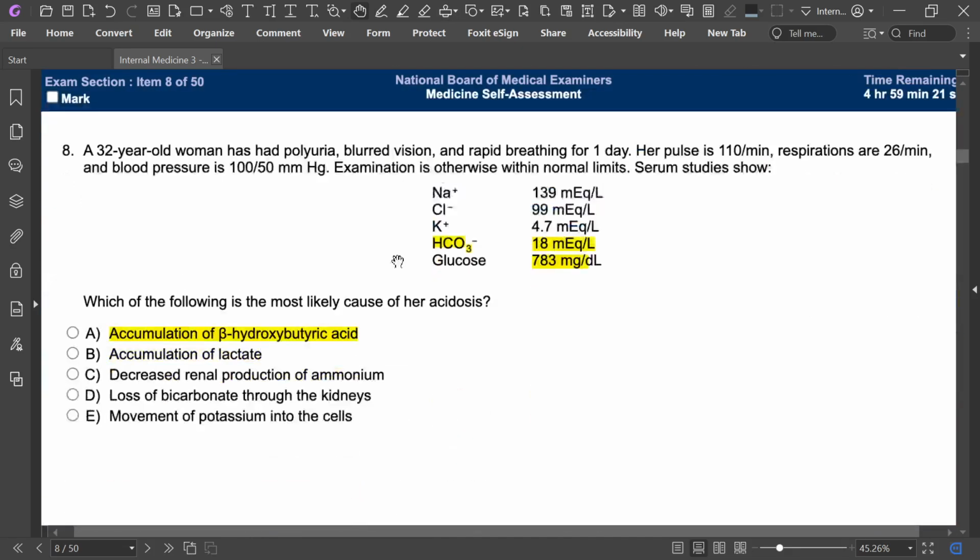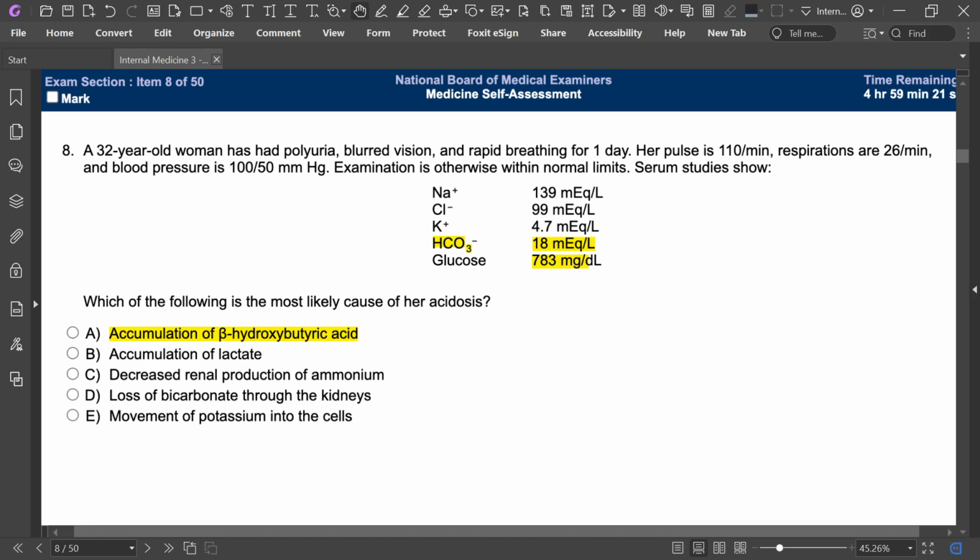Next question, option 8. In DKA, bicarbonate is very low, glucose is high, and ketone bodies are present. So the ketones will be present, with accumulation of beta hydroxybutyric acid.